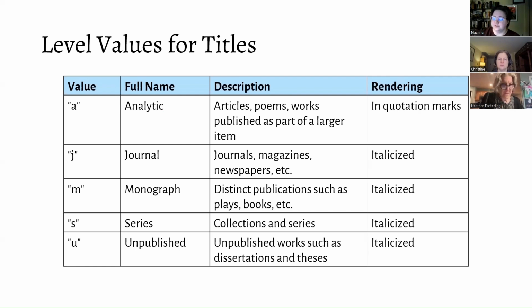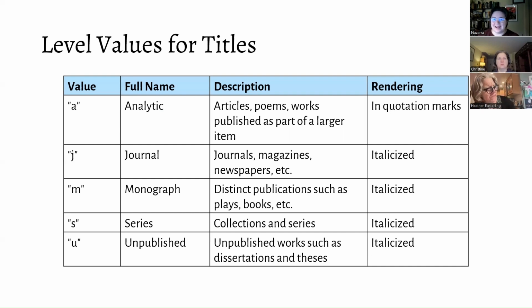We have J for journal. That includes magazines, newspapers, academic journals. M is for monograph. Those are your distinct publications. So a play is title level equals M, a book title level equals M, and so on. Series is level equals S. It's for any collections. And then we also have U for unpublished. So dissertations, theses, anything like that. That's a title level equals U for unpublished.